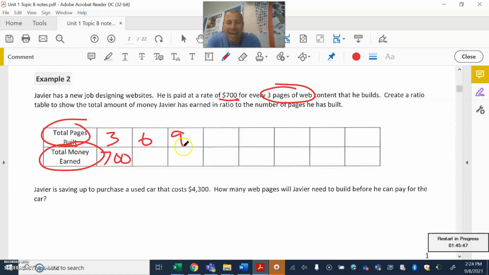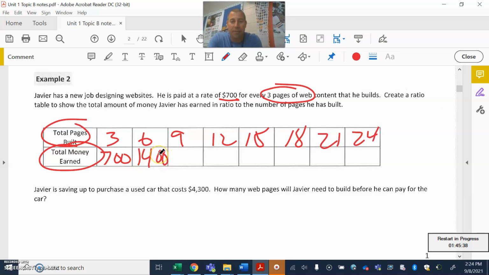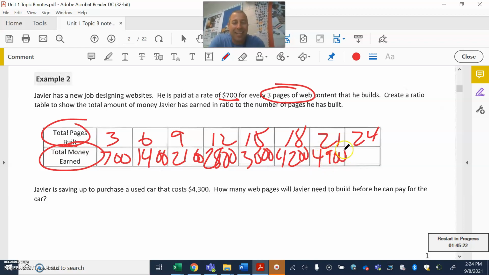3, 6, 9, 12, 15, 18, 21, 24, 700, 1,400, 2,100. We're just adding that 700 on each time. 2,800, 3,500, 4,200. Might have to hit the pause button if you can't keep up. 4,900 and 5,600. Okay? And again, let's check it out.